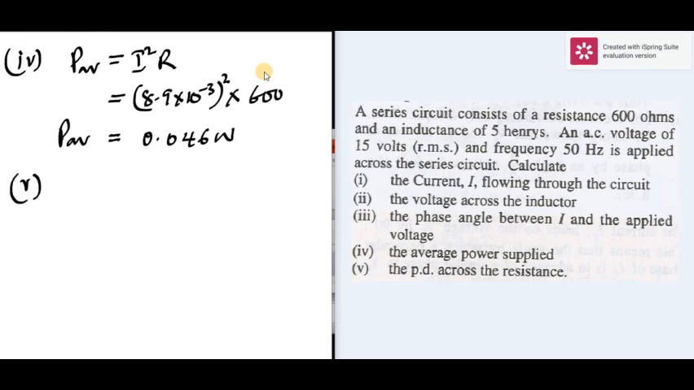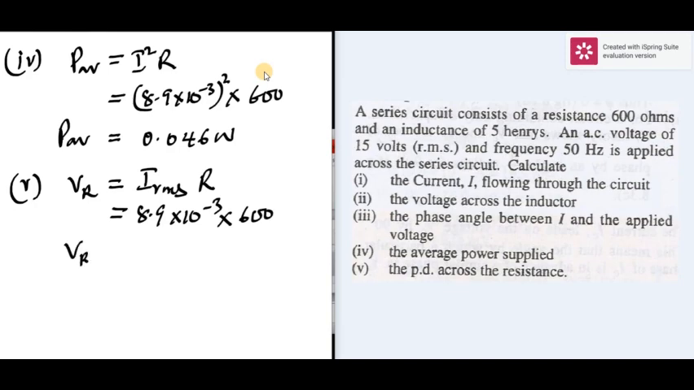The last question, the PD across the resistance. For the PD across the resistance, we use the expression V equals the root mean square current multiplied with the resistance of the resistor, 8.9 times 10 raised to the power minus 3 times 600. That will give us 5.34 volts.